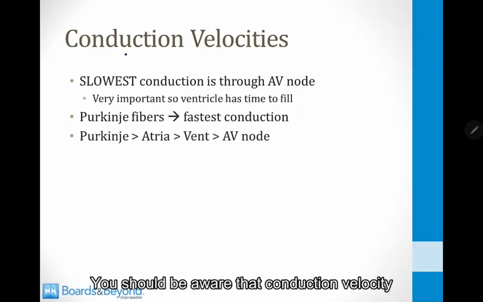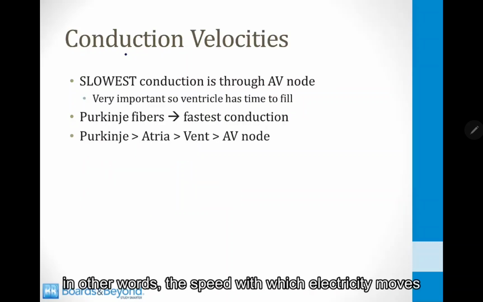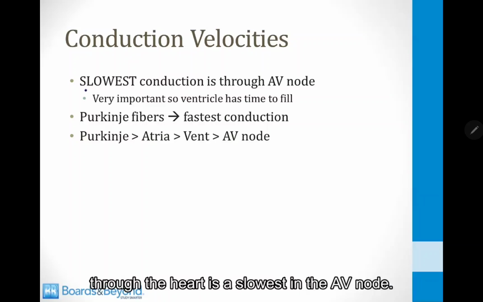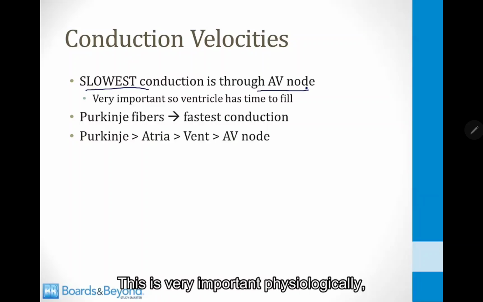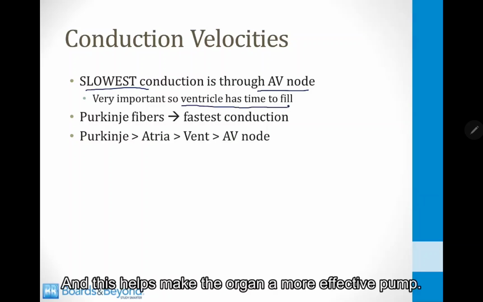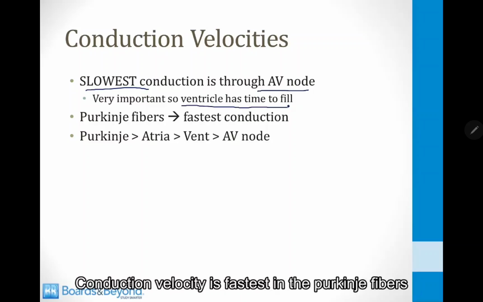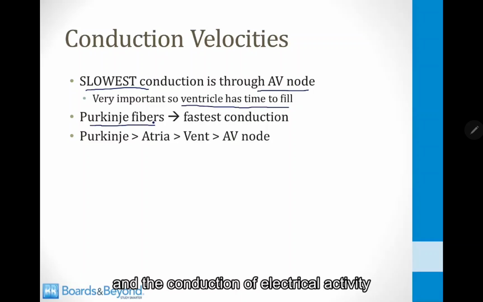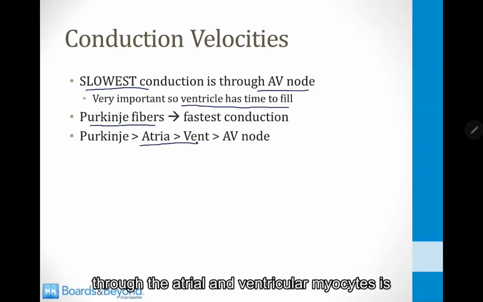You should be aware that conduction velocity, in other words, the speed with which electricity moves through the heart, is slowest in the AV node. This is very important physiologically. By slowing conduction through the AV node, the heart has more time for the ventricle to fill with blood, and this helps make the organ a more effective pump. Conduction velocity is fastest in the Purkinje fibers, and the conduction of electrical activity through the atria and ventricular myocytes is in the middle between these two extremes.